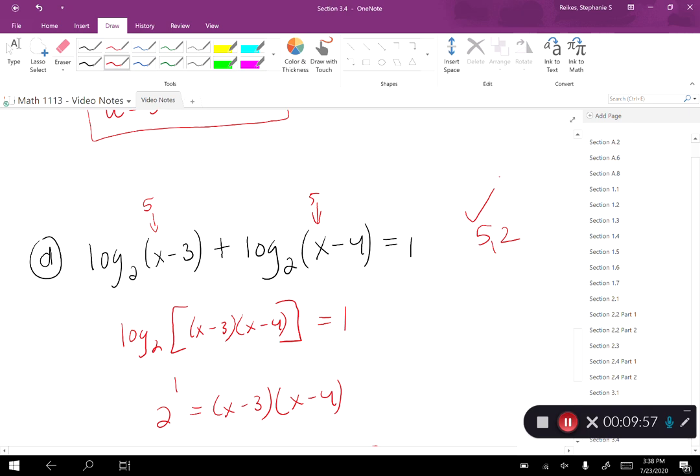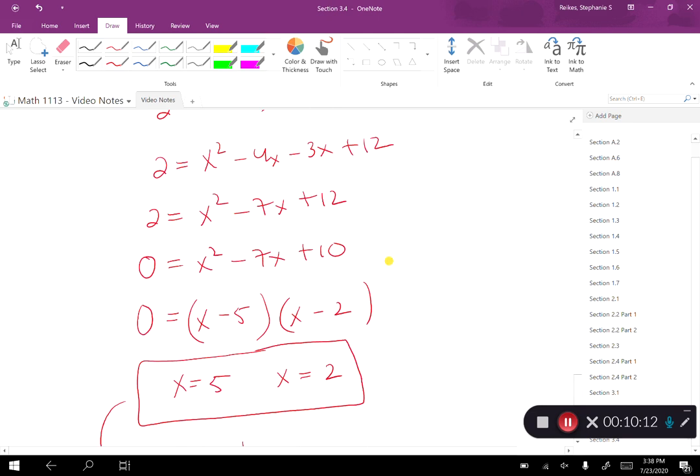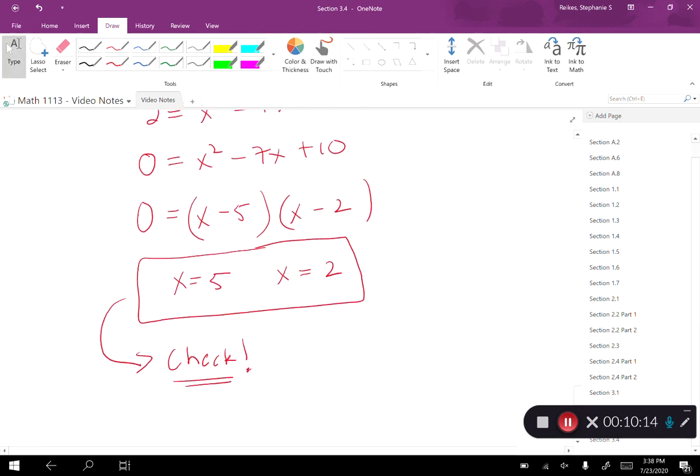Let's see what happens when I plug in 2. If I plug 2 in for x, I'm going to get 2 minus 3, which is negative 1. And I cannot take the log of a negative number, so 2 is out. 2 does not work, but 5 does. So again, you do need to double check your final answers for your x values to see if they actually work in your equation. So this particular problem has one solution at x equals 5.